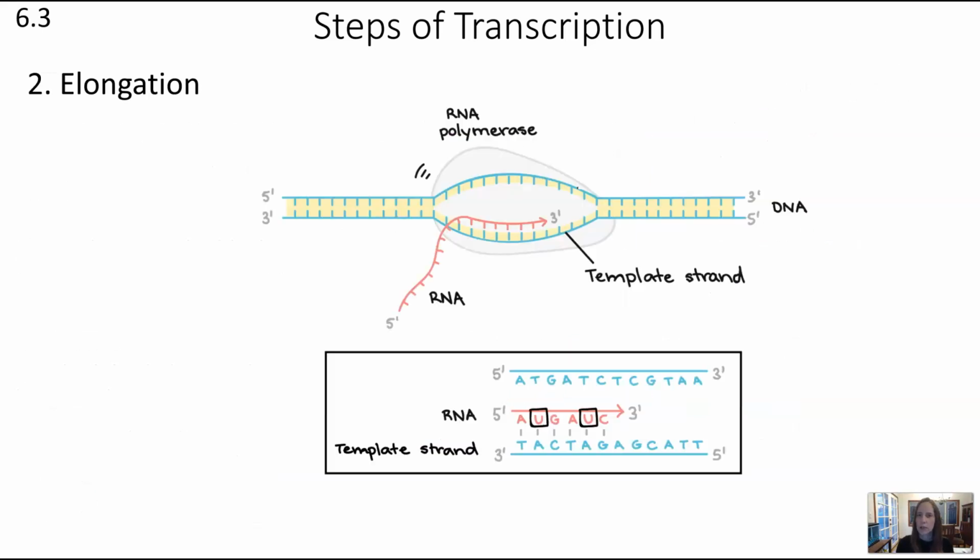This diagram is just another visual showing the process of transcription. It's showing that template strand of DNA and the RNA strand being produced. And it's also pointing out at the bottom that there are no T's in the RNA. Instead of T, we have U.